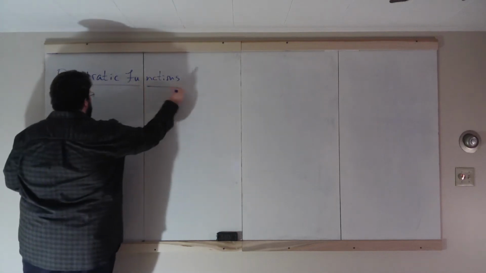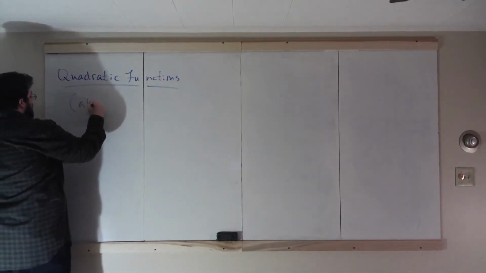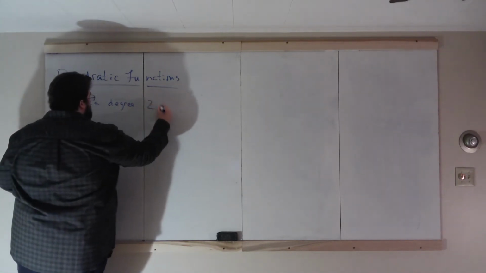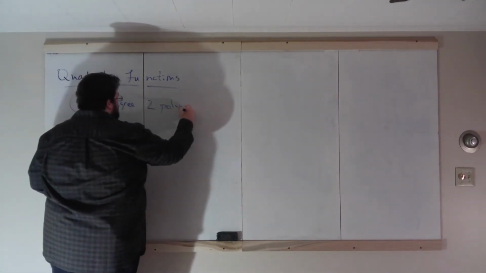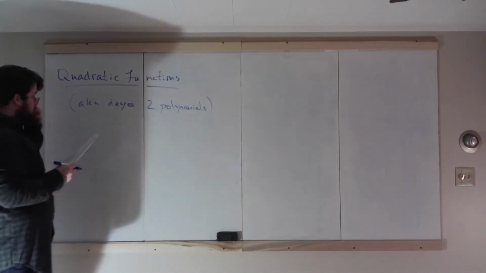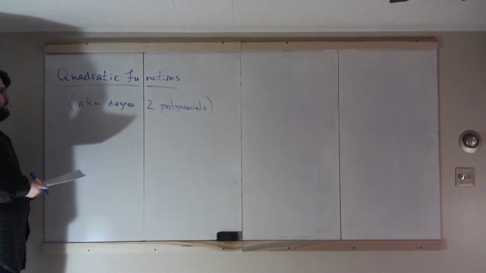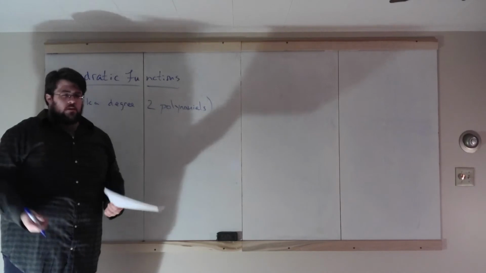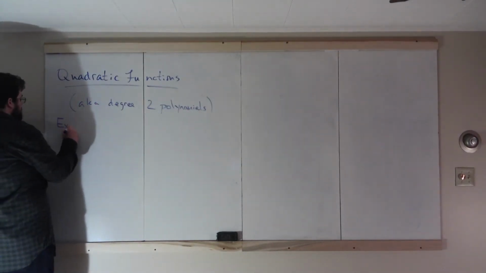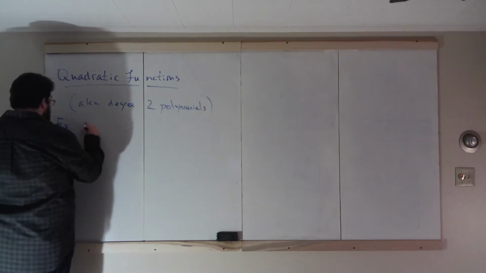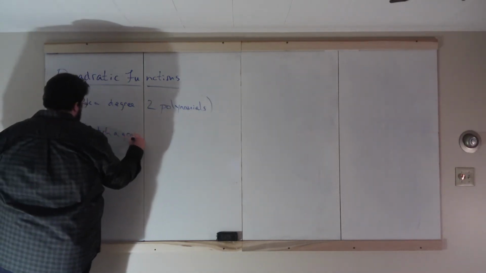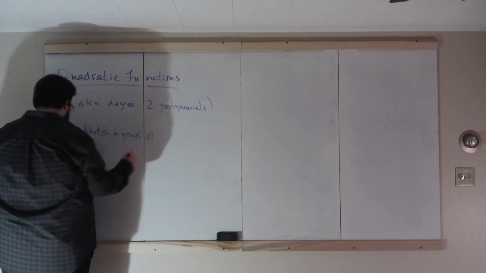And I'll just write it as a parenthetical, a.k.a. degree 2 polynomials. We will do a few things with these. Let's look at 2 things we can do with these. Example: sketch a graph of this function.